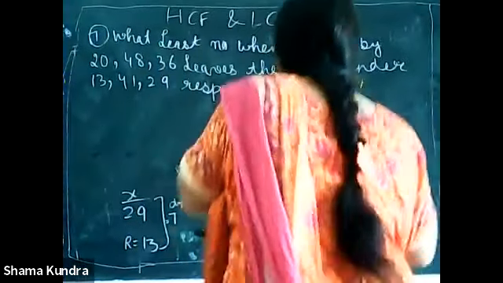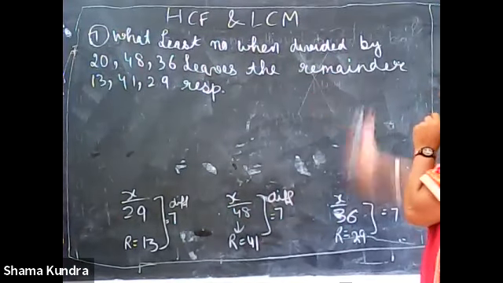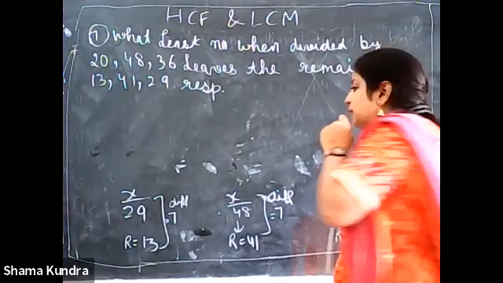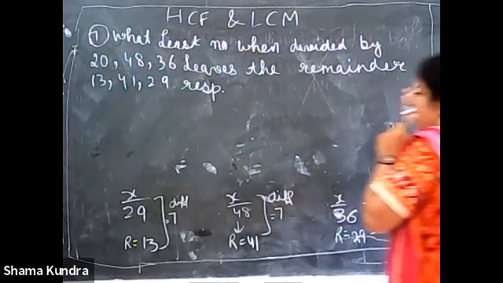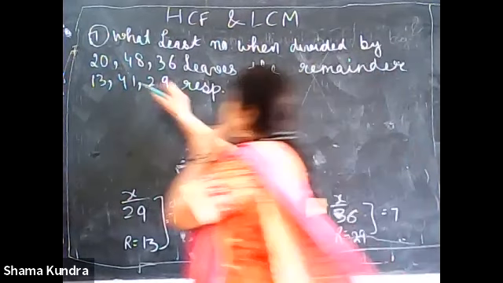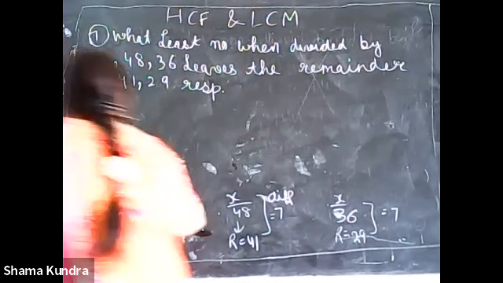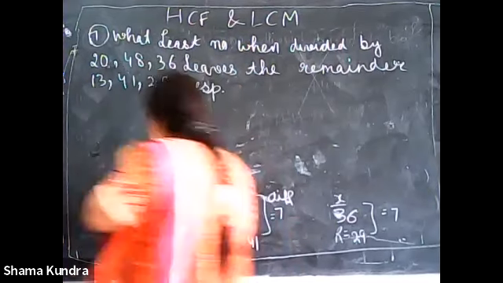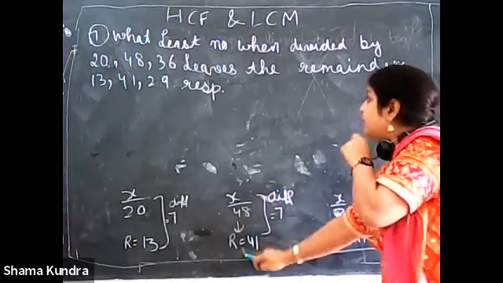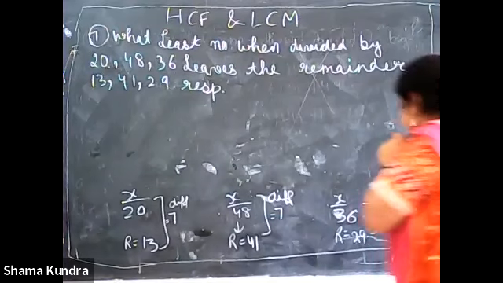Next concept: what least number when divided by 20, 48, 36 leaves the remainder 13, 41, 29 respectively. Least means you have to find the LCM. Let the least number be x. When you divide x with 20, the remainder is 13. When you divide x with 48, the remainder is 41. When you divide x with 36, the remainder is 29.